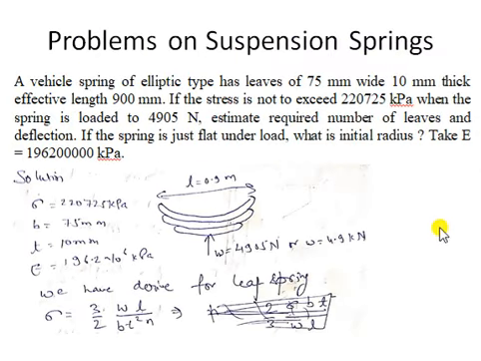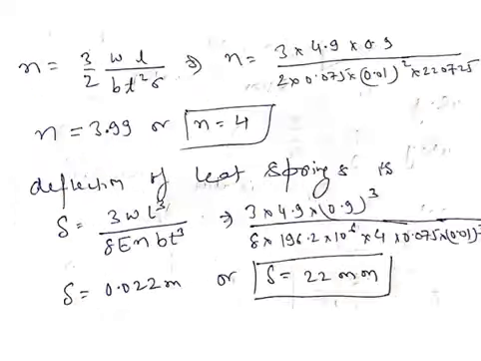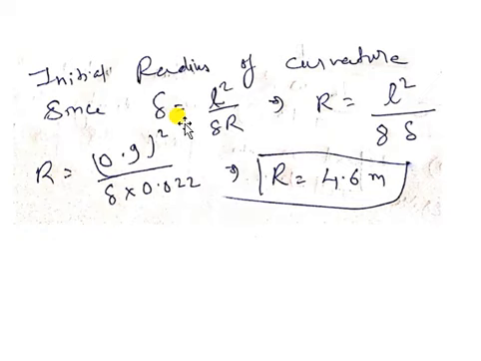Then it has been asked if the spring gets flat under the load, what was the initial radius of curvature for the elliptical leaf springs. For calculating this, we have used this expression delta is equal to L square by 8R. So we have calculated the initial radius of curvature to be 4.6 meters. Hope you understood this. So this was about a problem on leaf spring. Let's see what type of questions can be asked in case of a coil spring.